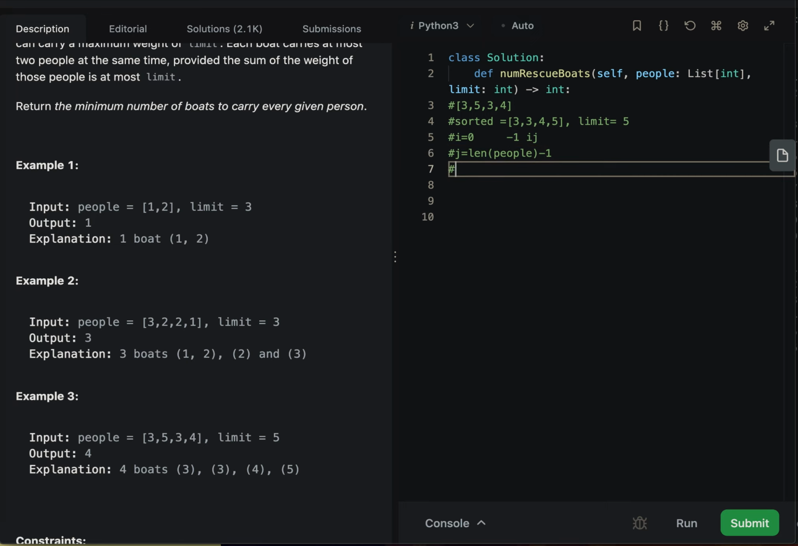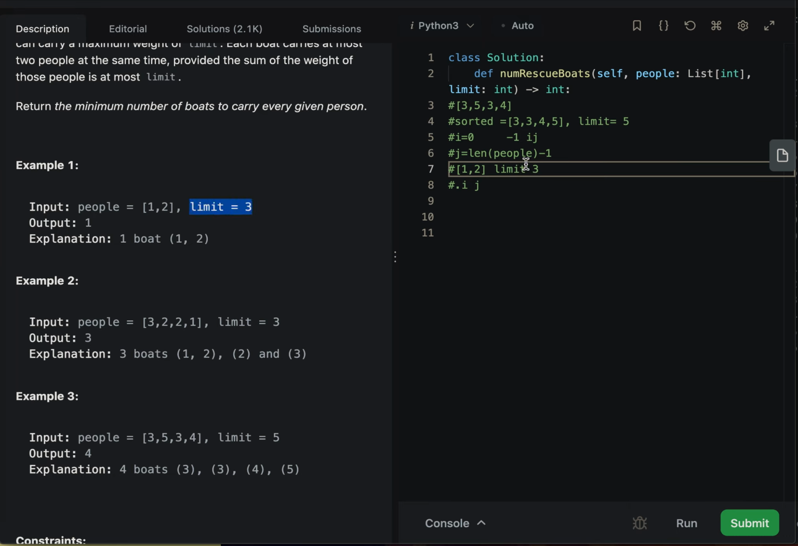But I will show you one more case, for 1 and 2. So this is already sorted, right? Here I have i, and I have j here. So when I'm taking a look at this, I'm going to check if people of i plus people of j is within the limit, which is 3 for the first example.